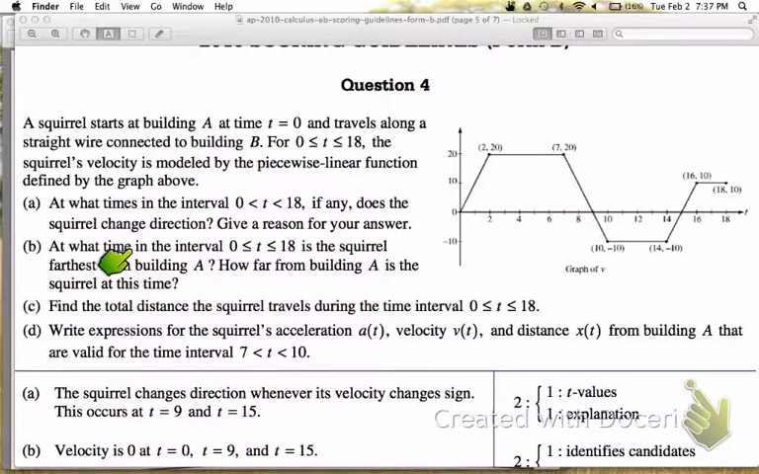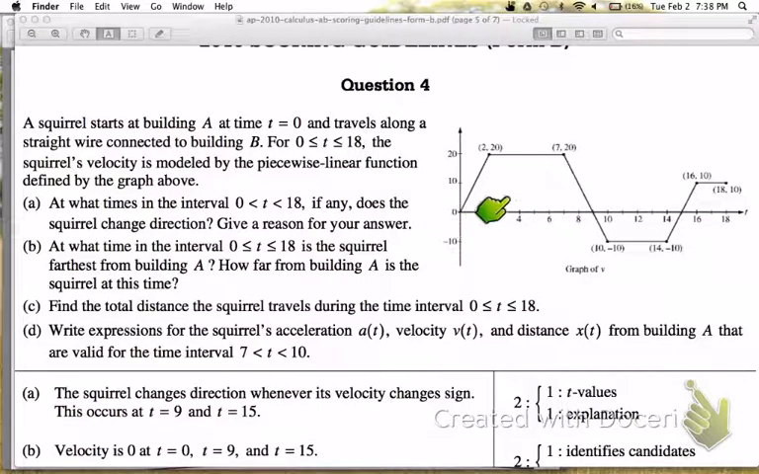Part B says, at what time in the interval from 0 to 18 is the squirrel farthest from building A? How far from building A is the squirrel at this time? So it's probably pretty obvious just by looking at the graph where this occurs. So if you think of position, because this part B is asking about position, how far is it from the building? And so if this is the graph of velocity, position would be the integral of that, or in other words, the area under the curve.